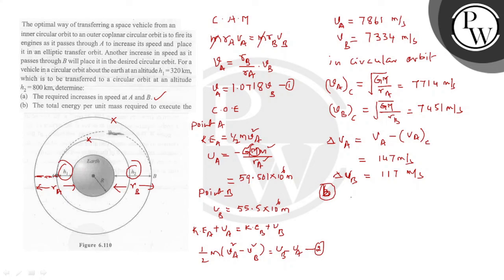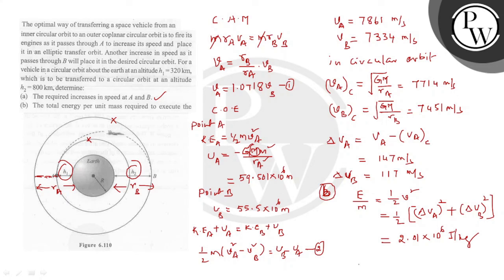So what is it? Energy per unit mass means kinetic energy upon mass, so half into V square. Half into V square means half into (delta VA square plus delta VB square). If you substitute the values, you are going to get 2.01 into 10 to the power of 6 joule per kg. This is your answer. Thank you.